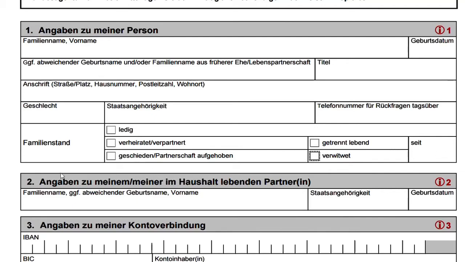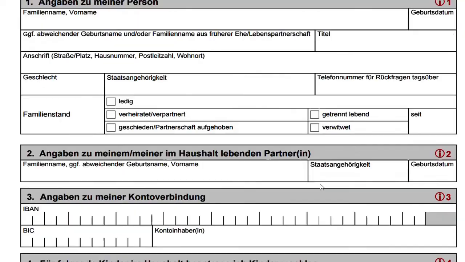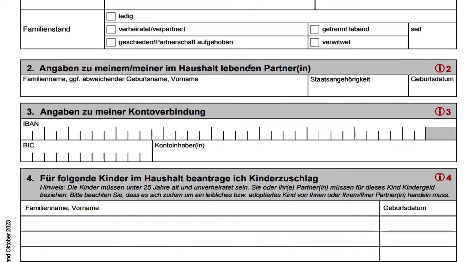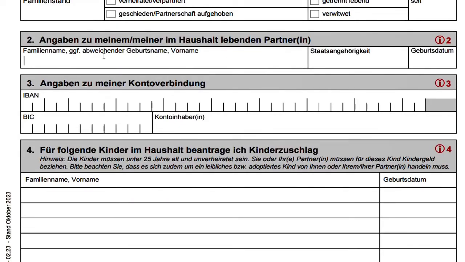In part 2, you provide information about your partner or your spouse who is living with you in your household. Here you write his or her last name. If he or she has a maiden name, you also write it here, and you also write his or her first name here. You write his or her nationality here, and you write his or her date of birth here.